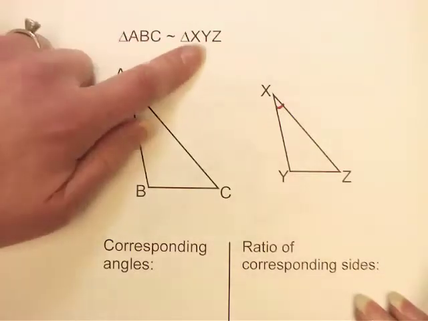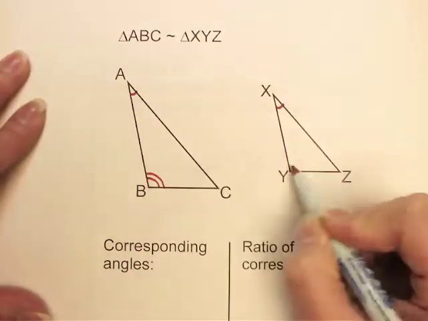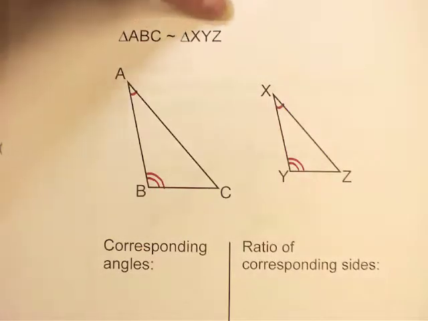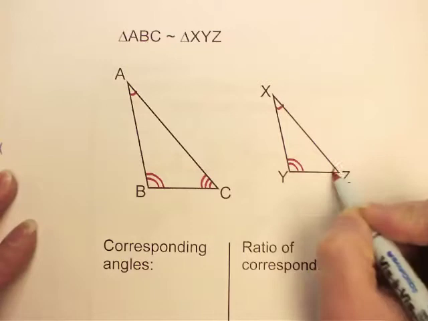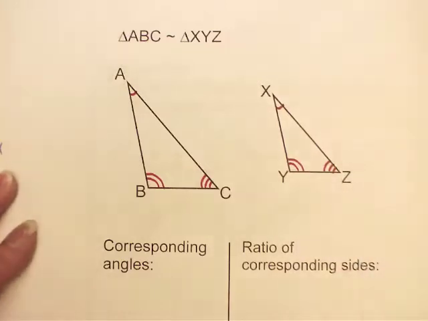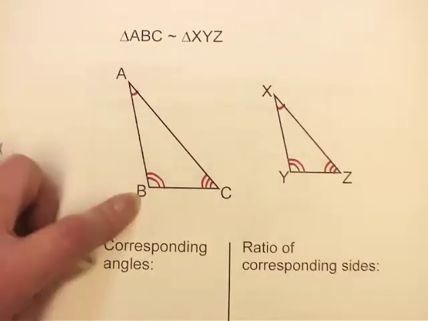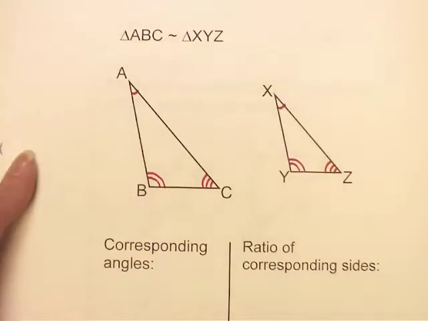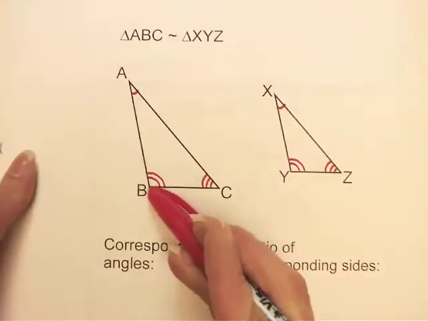B matches to Y. So I could say B, I'm going to put a double mark on B, matches to Y. Okay? And then C matches to Z. I'm going to put a triple mark to show C matches to Z. Now, the reason why we put different markings also is to show that they are different from each other. So that means B is not the same as A, B is not the same as C. Okay? So you can see that they're all different angles. But they are the same as the corresponding one on the other triangle, so the matching one.